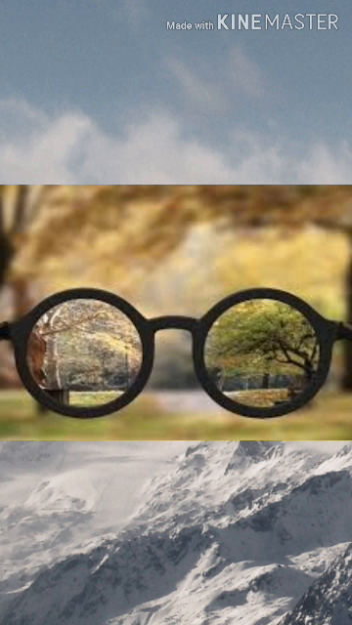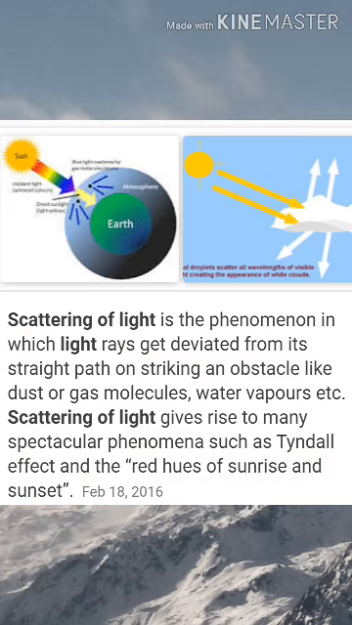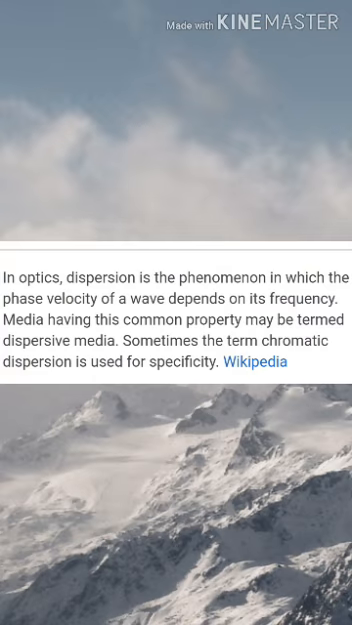Now we discuss scattering of light. Scattering of light is the phenomenon in which light rays get deviated from their straight path on striking an obstacle like dust or gas molecules, water vapors, etc. Scattering of light gives rise to many spectacular phenomena such as the Tyndall effect and the red hues of sunrise and sunset. Do you understand?